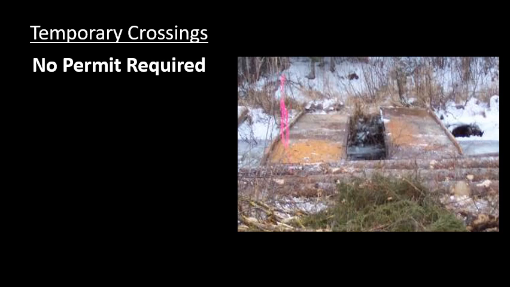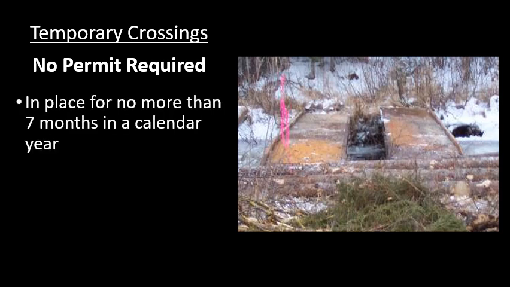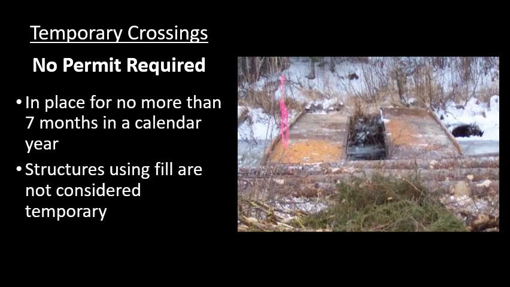For temporary crossings, there is no permit requirement. A crossing is considered temporary if it's in place for no more than 7 months in a calendar year. And any structures using fill are not considered temporary. So if you're using, for example, a culvert with some gravel fill over it, and you're going to pull that culvert within 7 months, it wouldn't matter. It would still be considered a permanent crossing.